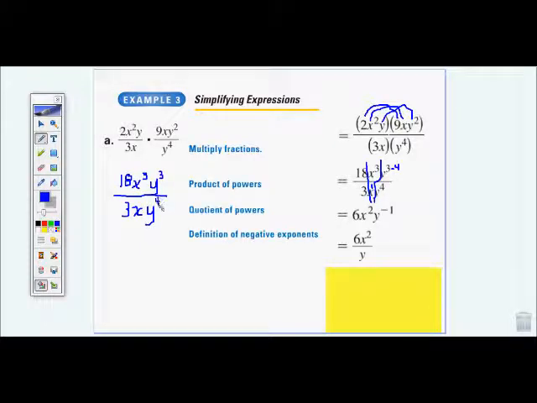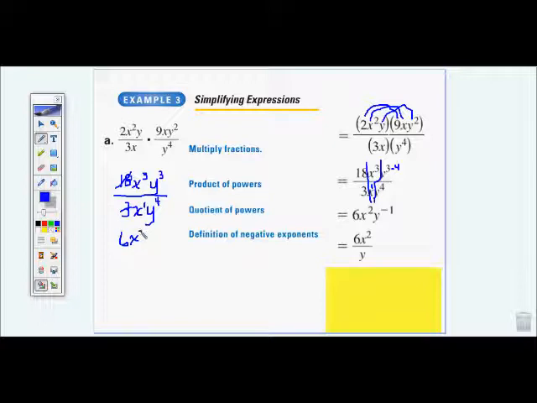Now I'm going to apply the rules of negative exponents right when I am simplifying. So again, go to my coefficients, 18 over 3. That still gives us our 6. We have x cubed in the numerator and x in the denominator. The larger is x cubed, so x to the third minus 1 will give me my x squared.